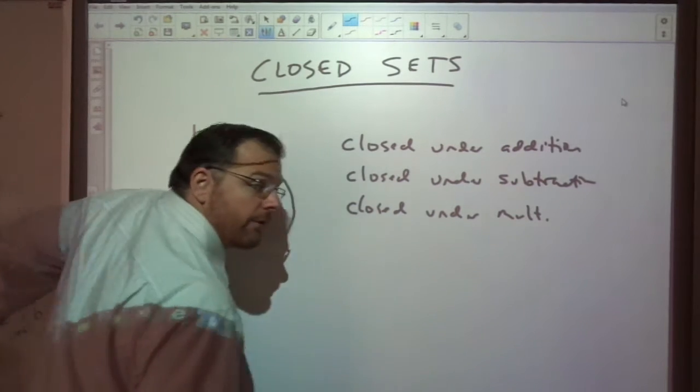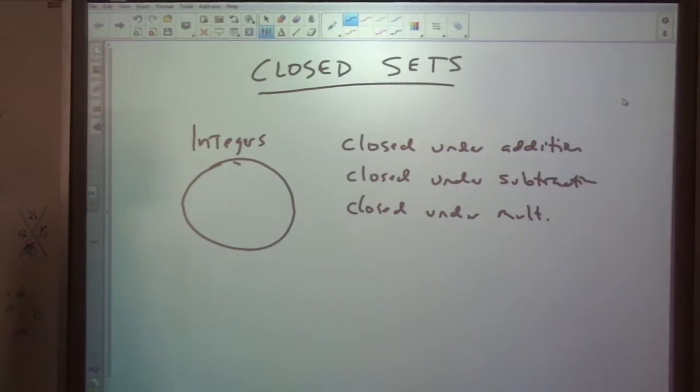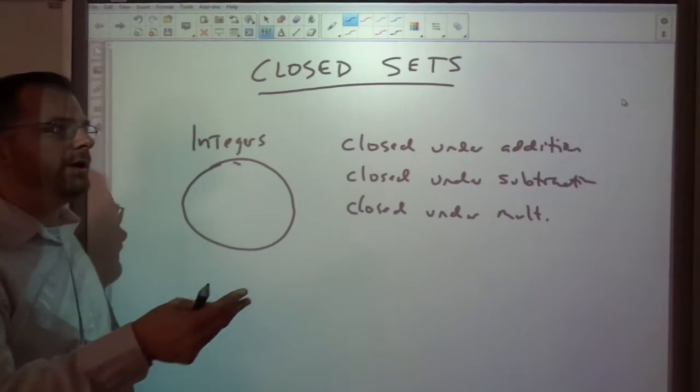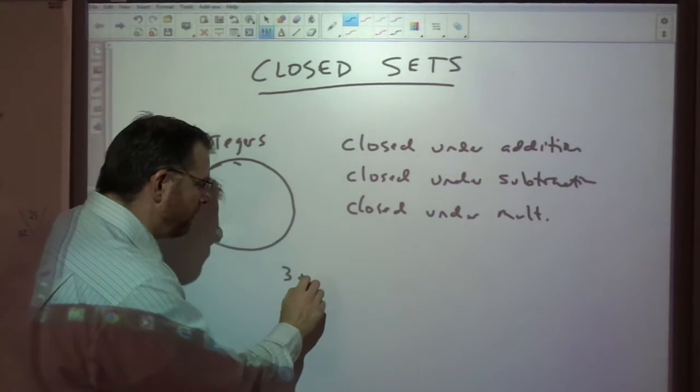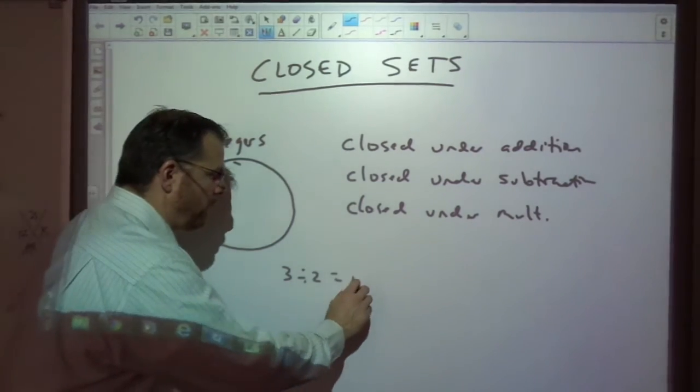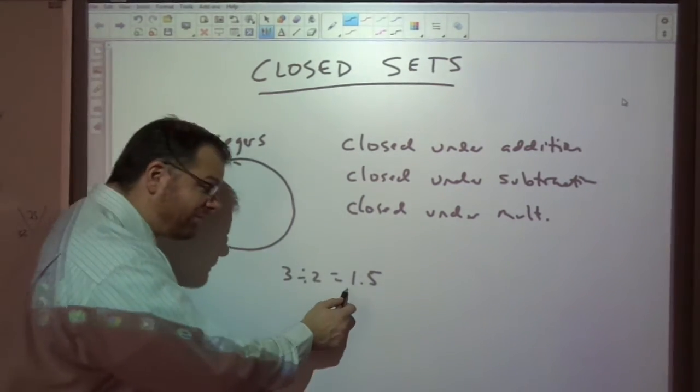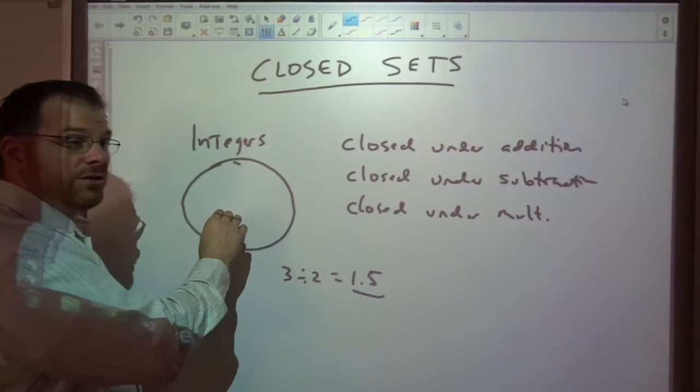But for division, think about that. If I take 6 divided by 2, that's 3. That's good. That's in there. But what if I take 3 divided by 2? Well, that is 1.5. That is not an integer. It is not in this group.